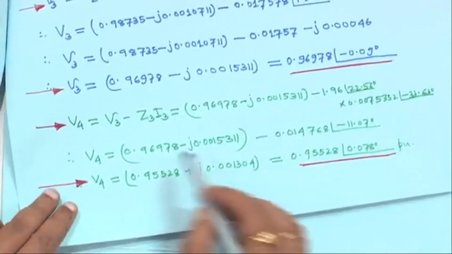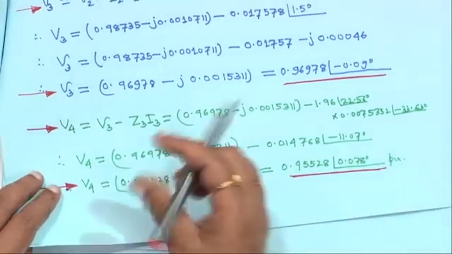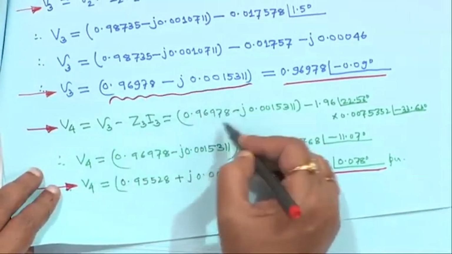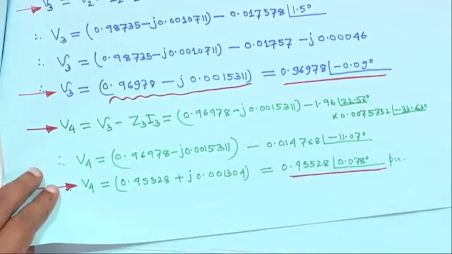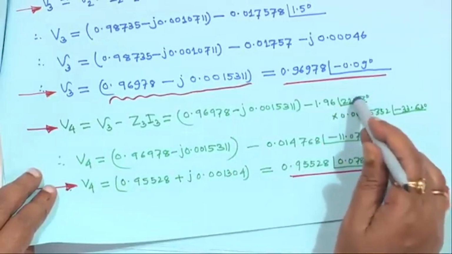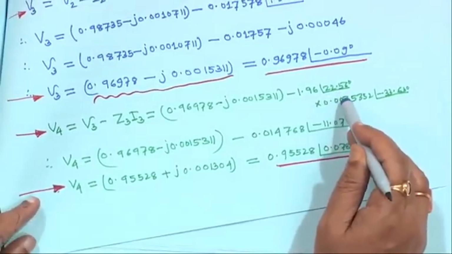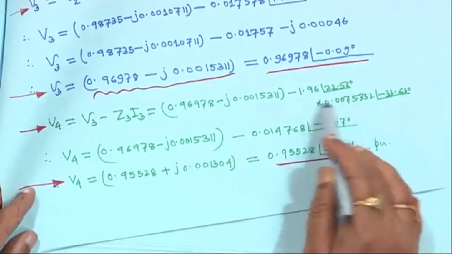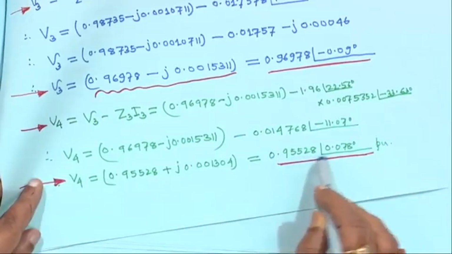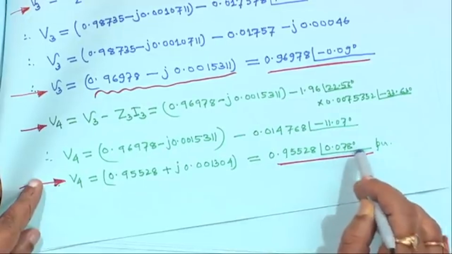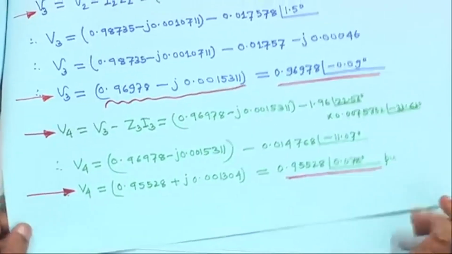Similarly, V4 if you compute, it is equal to V3 minus Z3 I3, and this value of V3 you put here, and then minus this is your I3, this is your Z3. So, if you simplify all these things, then it will become 0.95528 angle 0.078 degree per unit. This is after second iteration, this is the voltage magnitude.